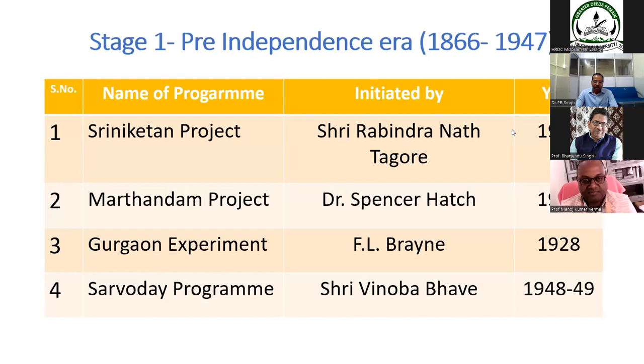1866 to 1947. Many programs were run by individual persons, because the concept was developed by individuals and they ran it for society. So the Sriniketan project, Rabindranath Tagore, everybody knows his work in the field of rural development. He started his journey with school education at Sriniketan, a very small village. He worked to educate students, not only basic education related to science, but also music, painting, and some other activities incorporated in the education part.